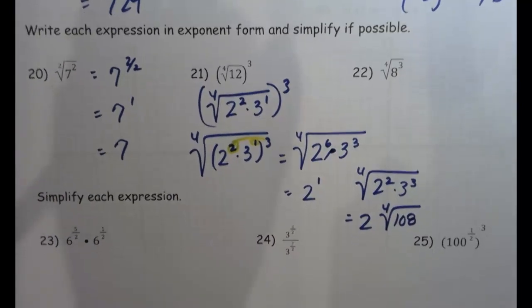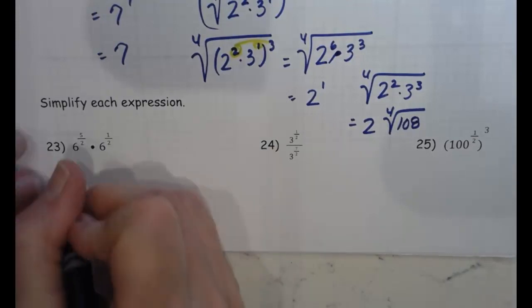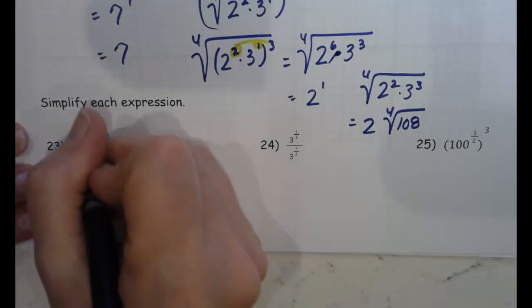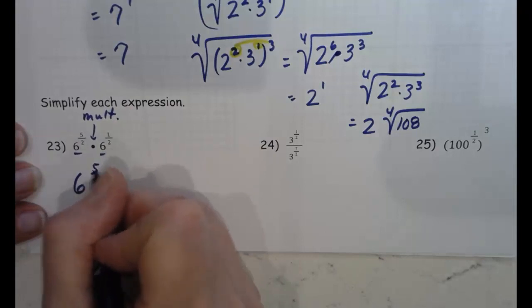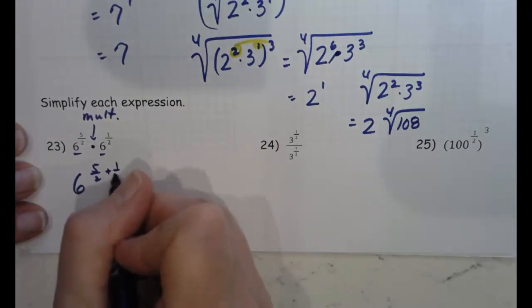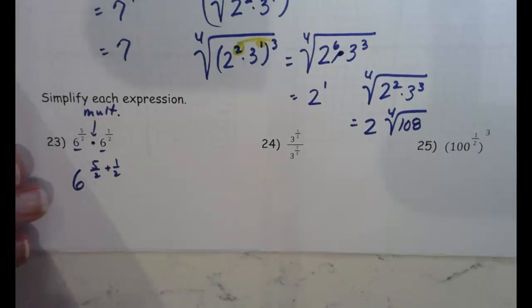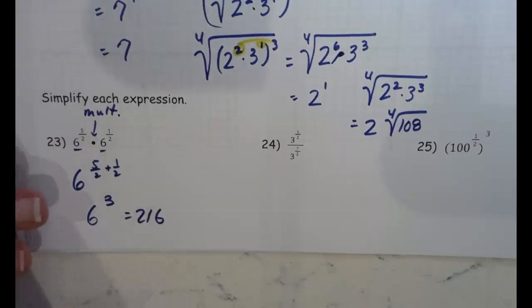Let's keep moving. 23, 24, 25. Using the properties of exponents. Are the bases the same? If they are, and we are multiplying, then add the exponents. 6 to the 5/2 plus 1/2 power. 5/2 plus 1/2 is 6/2, which is 3. 6 to the 3rd, and that, of course, is 216.